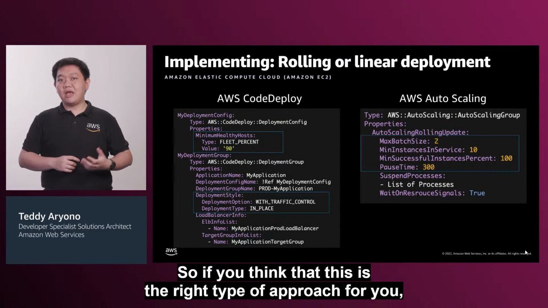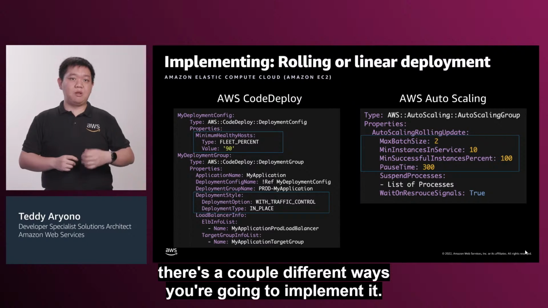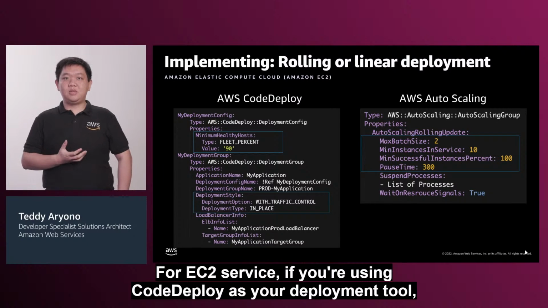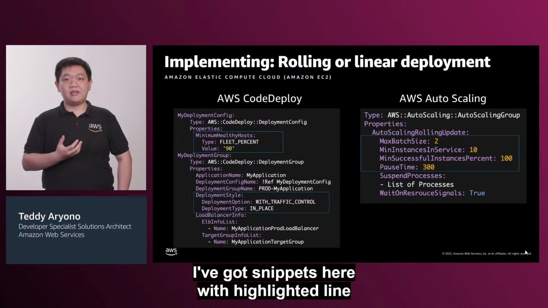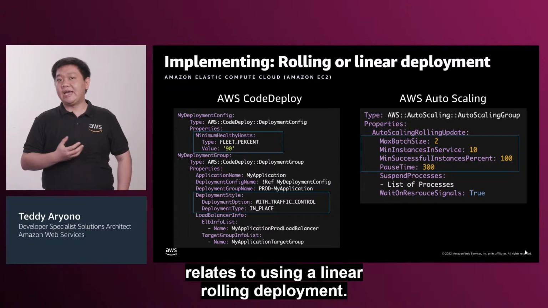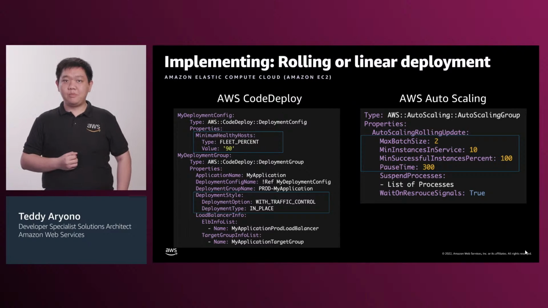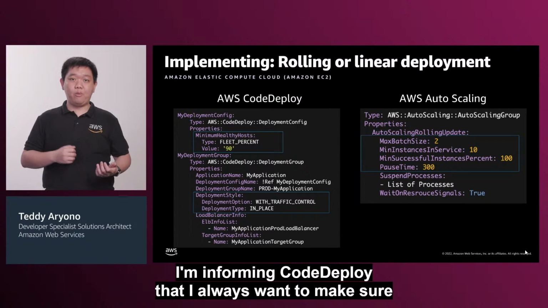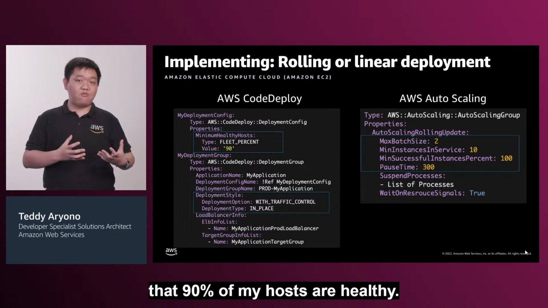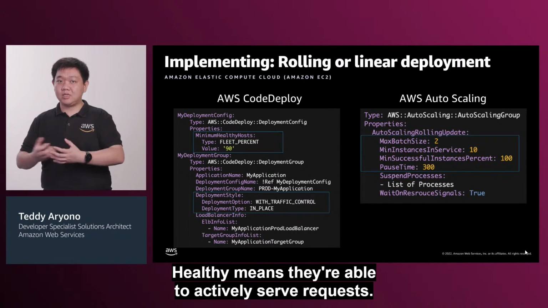So, if you think that this is the right type of approach for you, there are a couple of different ways you're going to implement it. For the EC2 service, if you're using CodeDeploy as your deployment tool, I've got snippets here with highlighted lines where the various properties associated with the configuration of CodeDeploy relate to choosing a linear rolling deployment. The idea here is basically minimum healthy hosts. I'm informing CodeDeploy that I always want to make sure that 90% of my hosts are healthy. Healthy means they're able to actively serve requests.